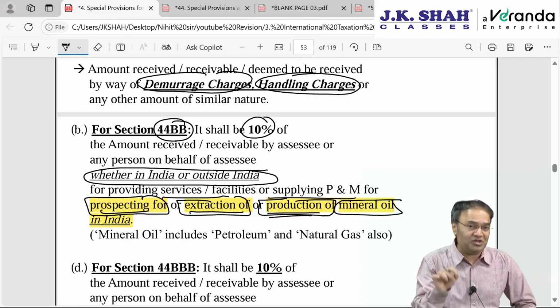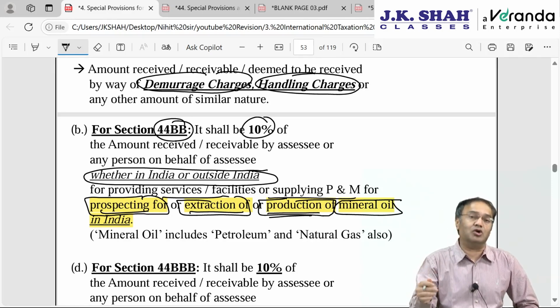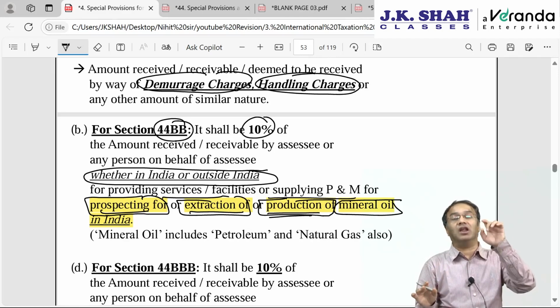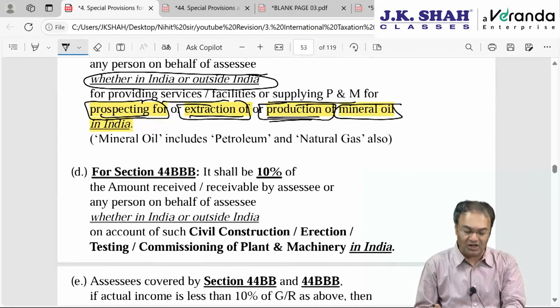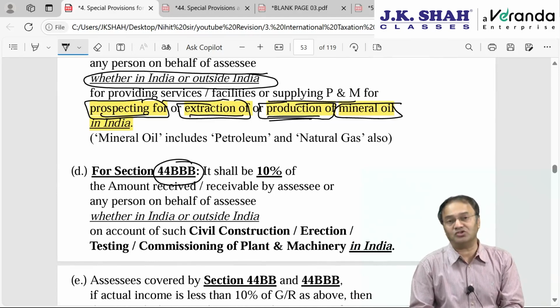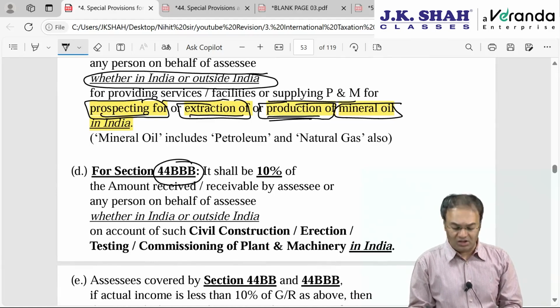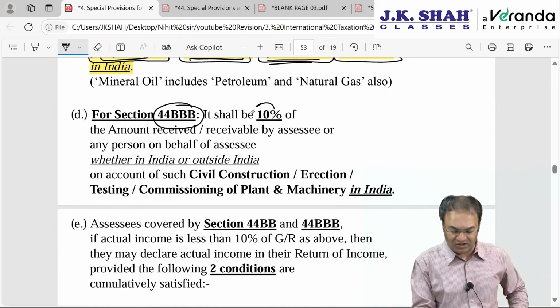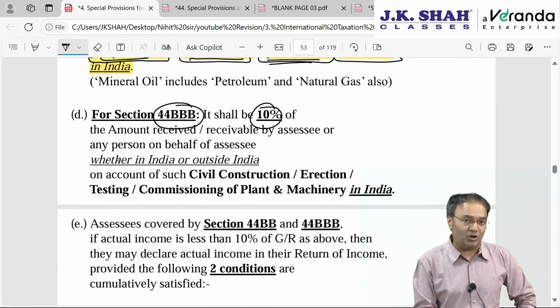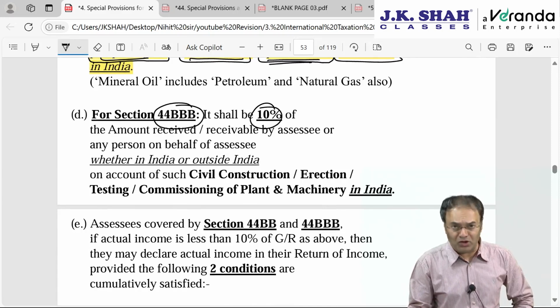Here place of receipt is also immaterial. What should be in India? Answer, either extraction, prospecting for extraction of or production of mineral oil should be in India. And 44BBB with regards to turnkey power project, here since we already discussed these five sections in the PGBP chapter, I am going a little faster. 10% of the amount attributable to, or gross receipts attributable to, Indian operations.